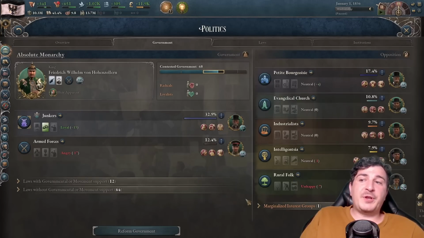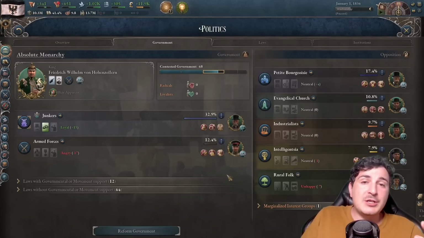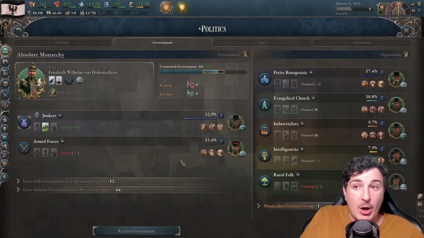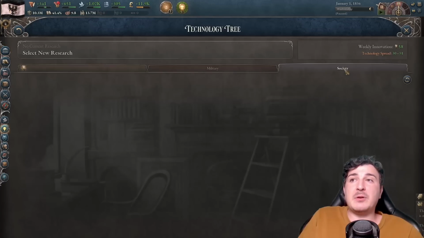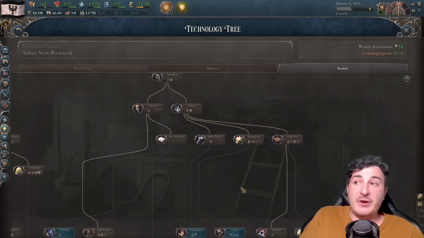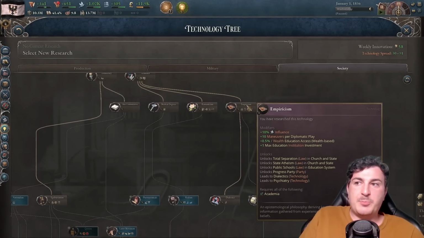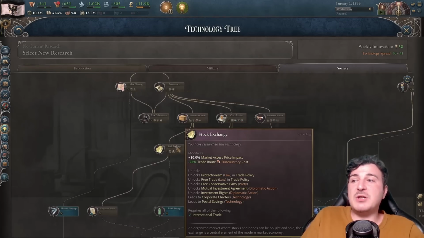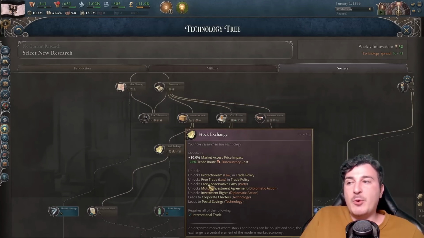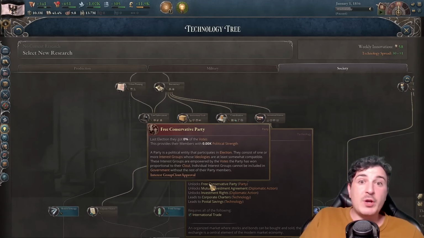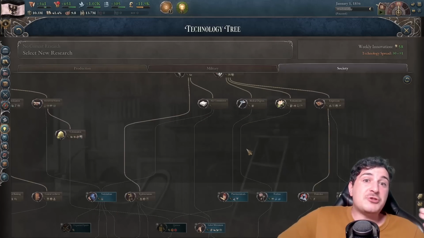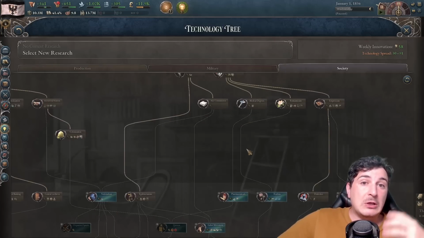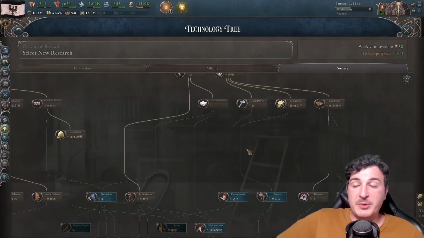Another very important thing to note, once you have certain technologies unlocked, you will get political parties. That is exactly how you get political parties, because I've had people asking me this. It's very specific technologies. The earliest party you'll be getting is the Progress Party. Once you've researched empiricism, then once you've gotten stock exchange, you also get the Free Conservative Party. Now, these political parties do have different names based on what country you're playing as, and they obviously attract interest groups that align with the ideology of these particular political parties.